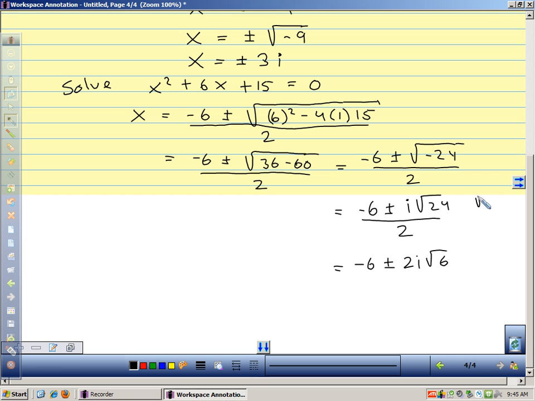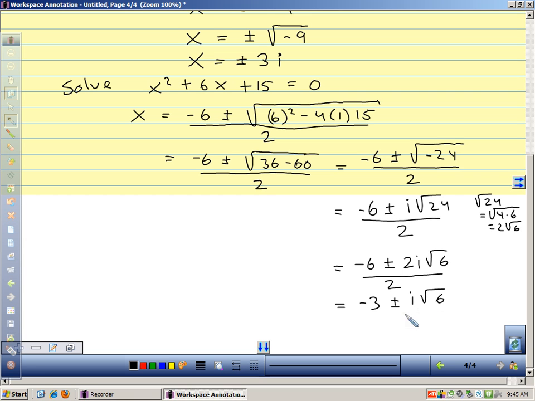24 is 4 times 6, so the square root of 24 is 2 square root 6. So I get negative 6 plus or minus 2i square root 6, over 2. And 2 is common to both terms, so I get negative 3 plus or minus i square root 6. So this is the solution to this equation. My solution is 2 complex numbers.